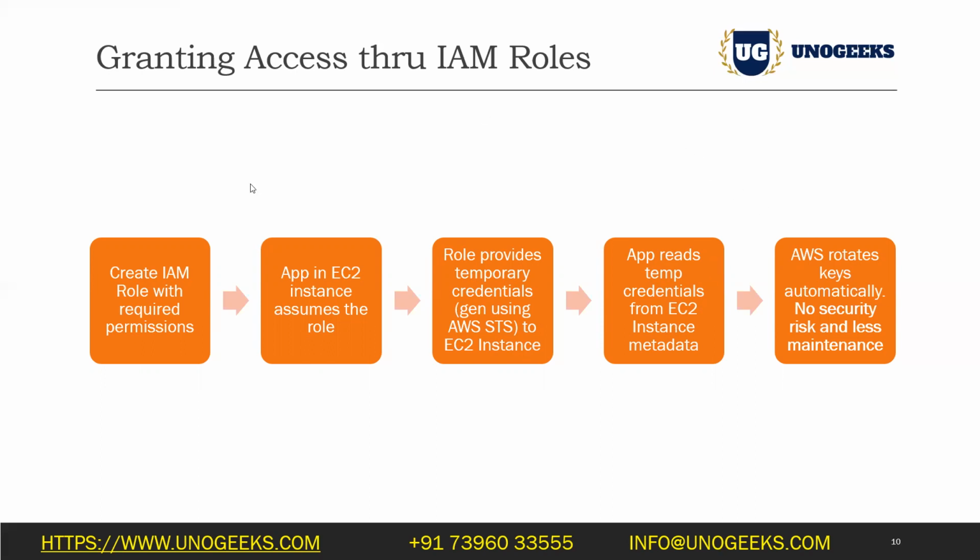And what is the biggest upside of using a role instead of an access key? You don't need to worry about rotating credentials, and you don't need to worry about security breaches, because the credentials generated by AWS STS, the Security Token Service, are valid only for a brief moment in time, maybe 10 or 15 minutes or an hour, for as long as the application needs. After that, those credentials expire, so even if someone gets hold of them, they won't be of any use.